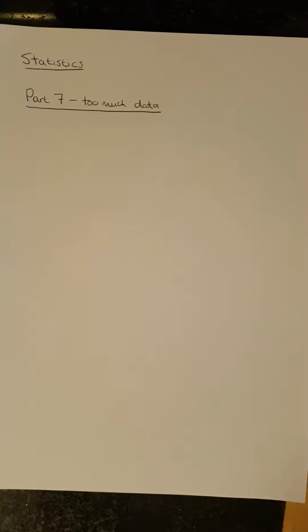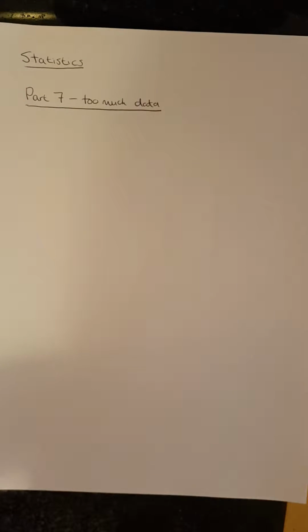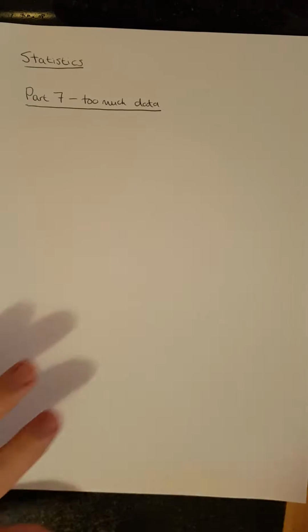So, in the previous parts we've looked at mean, median, mode and range, established when you can use statistics, when they are true but useless, and when you have to peel back extra layers of the onion. But now we're considering a situation where we have too much data. So, what is too much data?